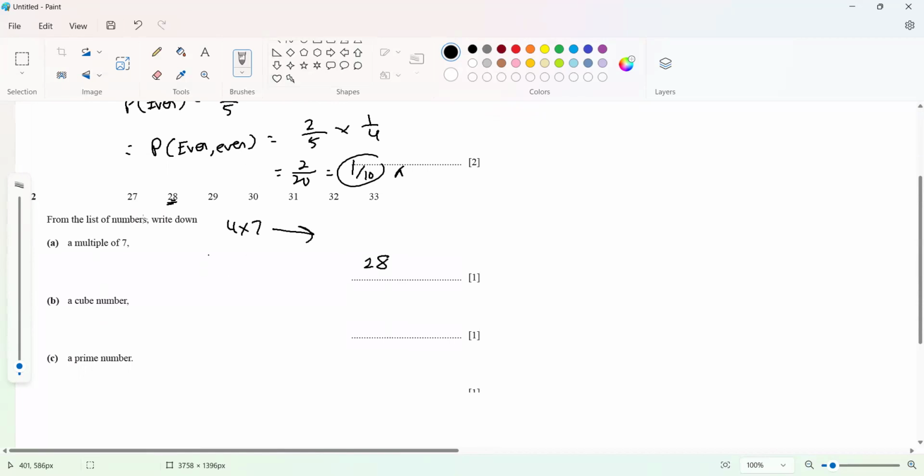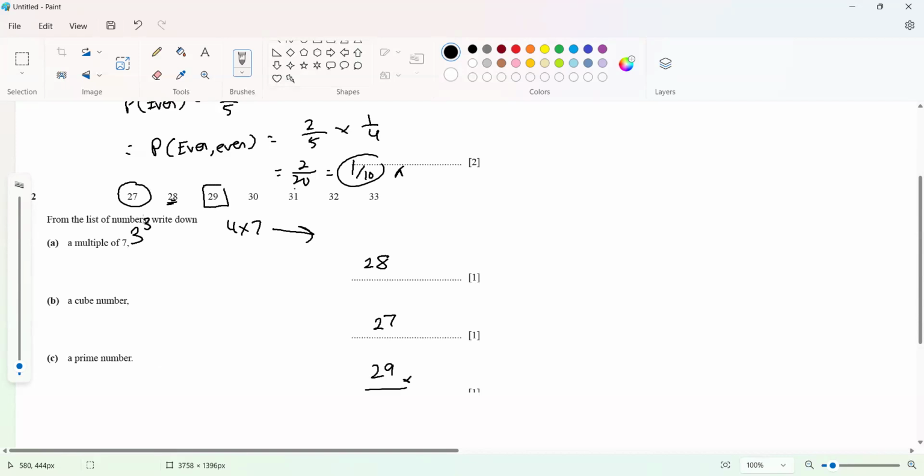Cube number is basically a number that has been cubed. So from here, 27 is basically 3 cubed. So our answer will be 27 here. And lastly, a prime number. Prime number is a number that can't be divided by any other number aside from 1 and itself. So that will be 29, right?